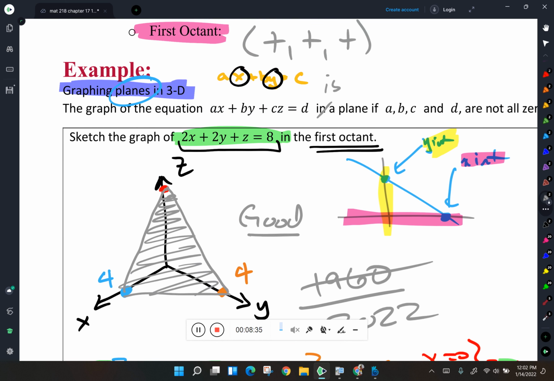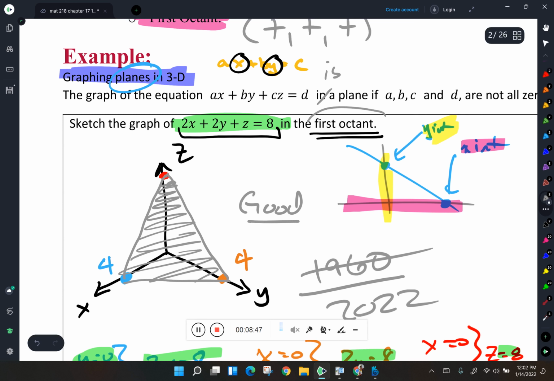All three variables are linear. The coefficients, the a, the b, the c, and the d, are just numbers, constants if you will. And that makes it a plane. I'm only asked to graph the part that's in the first octant.